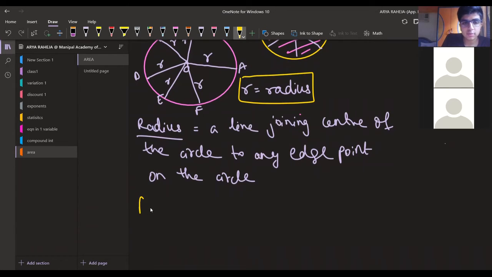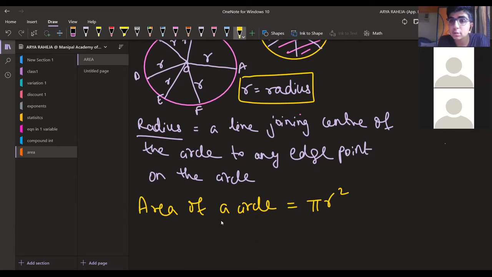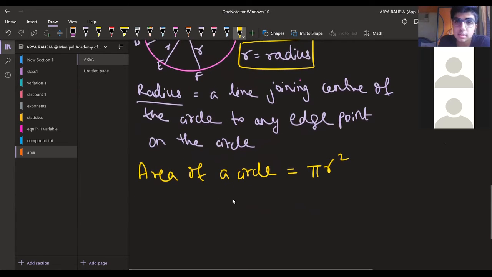Now let's see what's the formula. Area of a circle is equal to pi r square. ये formula याद ही कर लो. You'll have to remember this. Pi r square. I said don't try to understand too much now how it came. वो सब बड़ा tough है, but just learn that pi r square, and I'll tell you all.